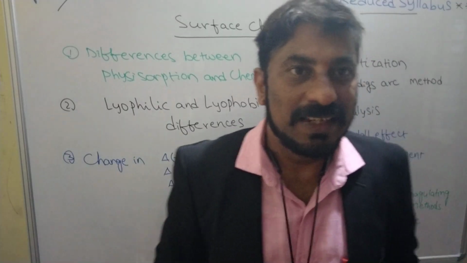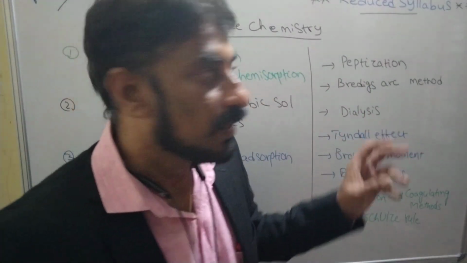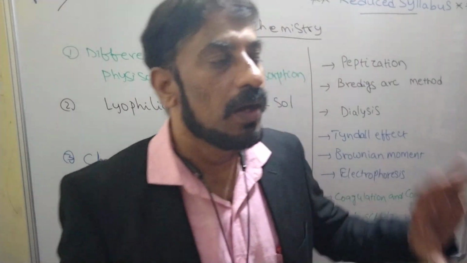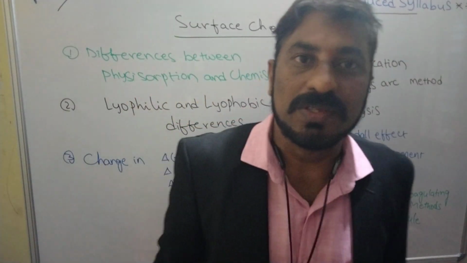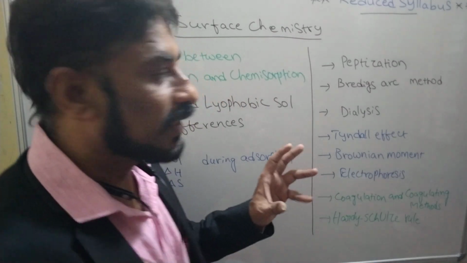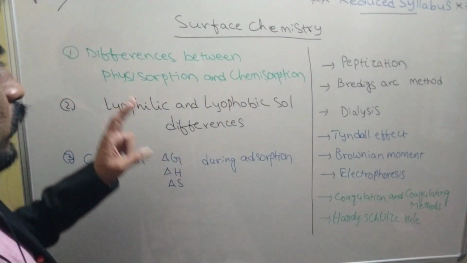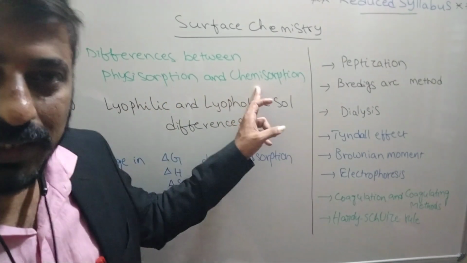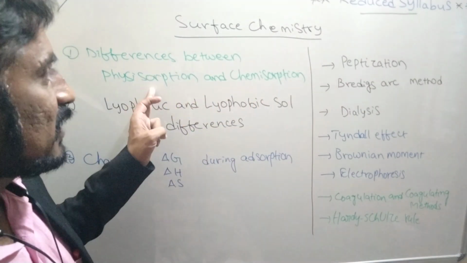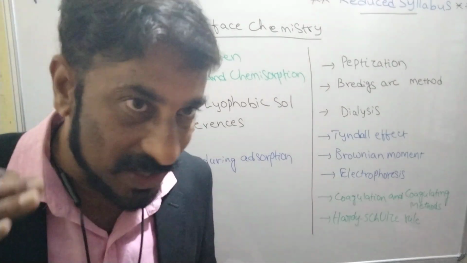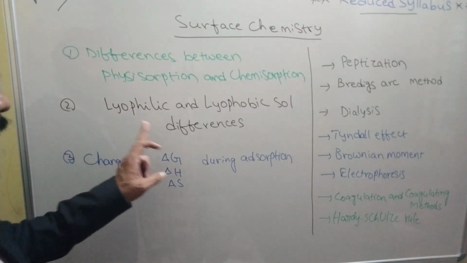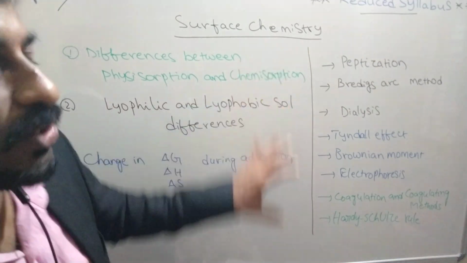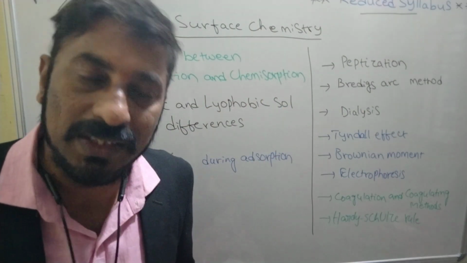Now the next lesson is the 5th lesson, surface chemistry. Surface chemistry has no problems. All questions are theory questions only. The most important questions for 3 marks: differences between physical adsorption and chemical adsorption, also called physisorption and chemisorption. That is the first question. After that, differences between lyophilic and lyophobic sols. Of these two, maximum one question is asked for 3 marks.